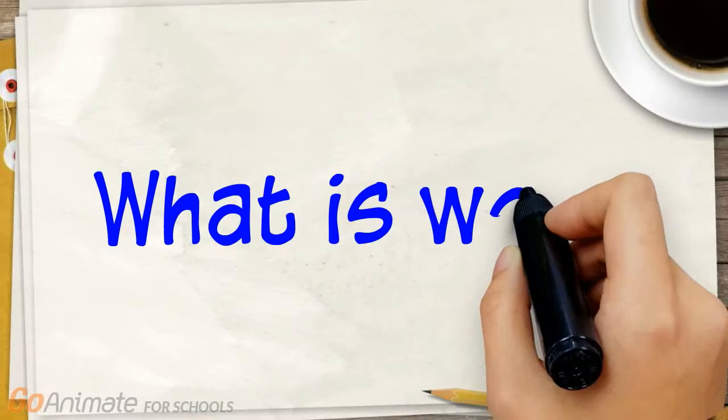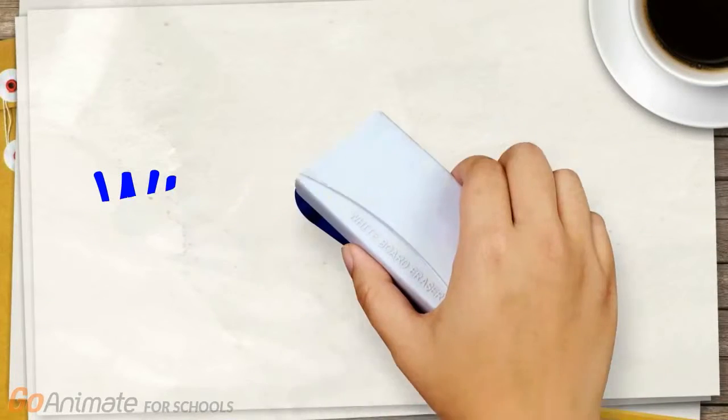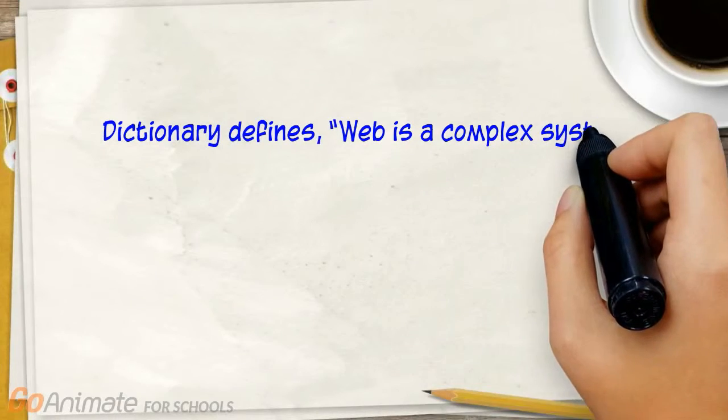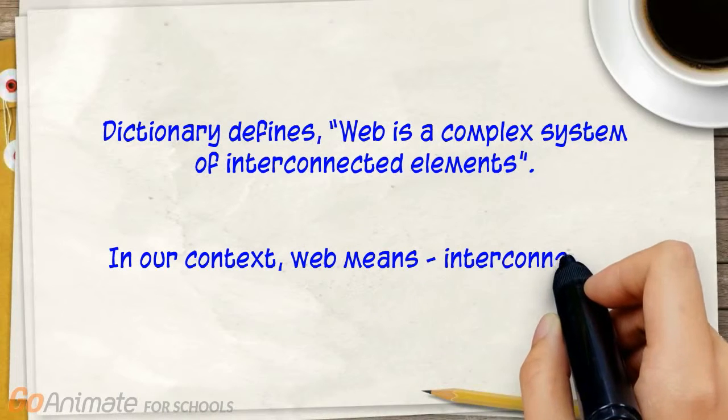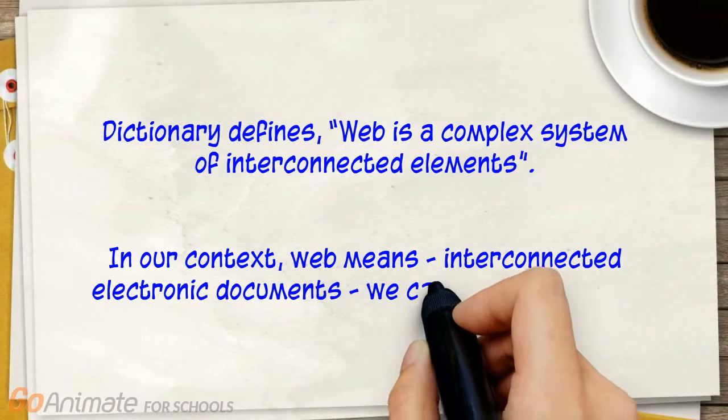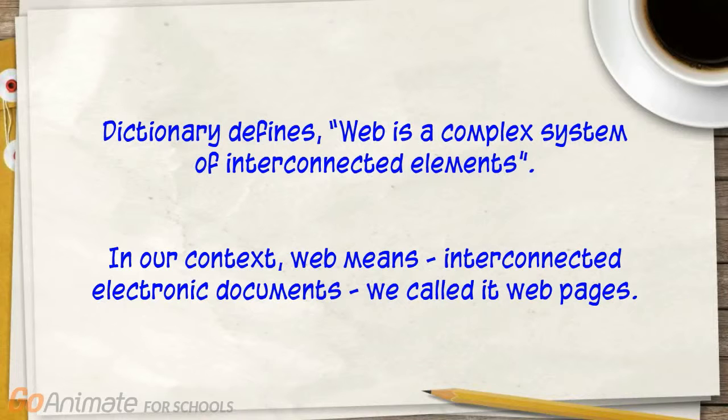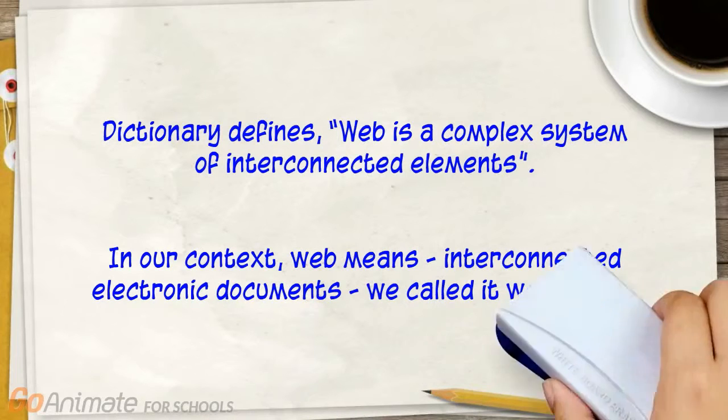Let's learn what the web is. The dictionary defines the web as a complex system of interconnected elements. In our context, web means interconnected electronic documents. We call them web pages.